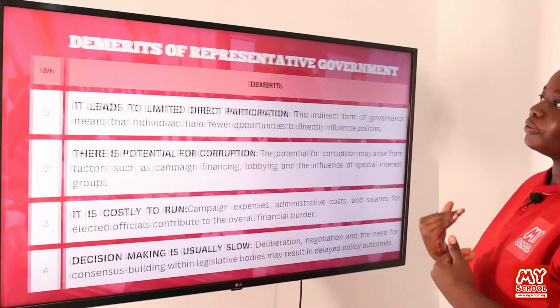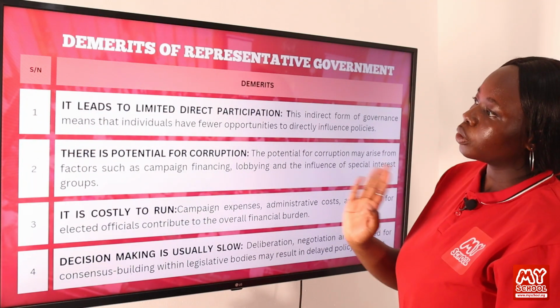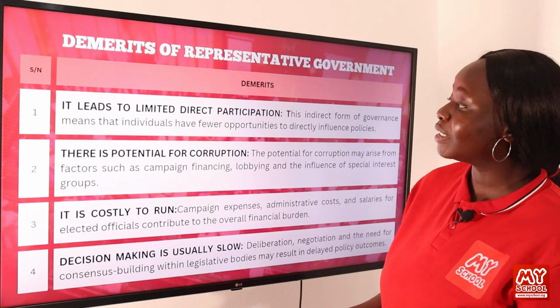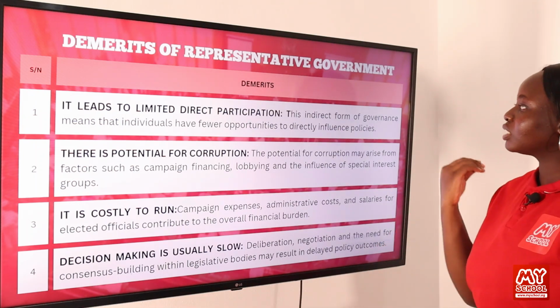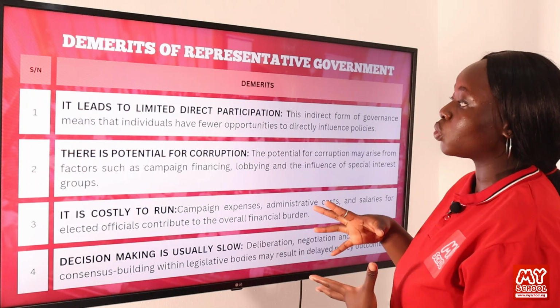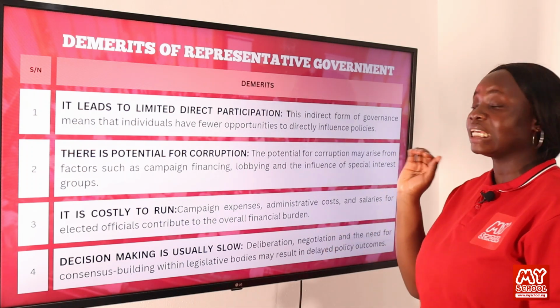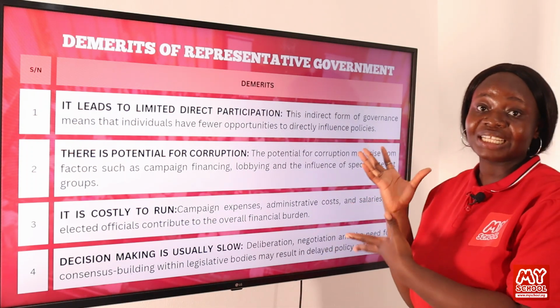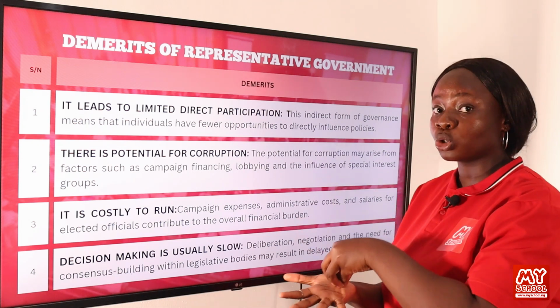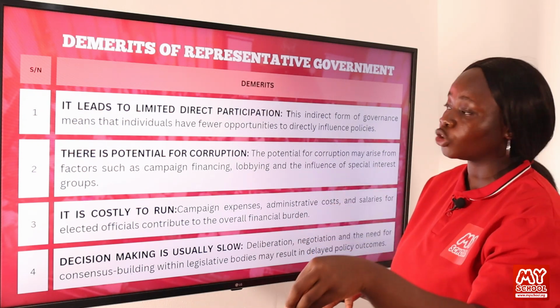Let's discuss the demerits of representative government. So one of the demerits is that it leads to limited direct participation. So this indirect form of governance means that individuals have few opportunities to directly influence policies. Rather, they have to elect representatives who may not adequately represent their interests when they get to power.